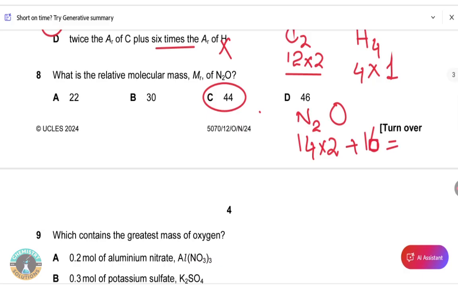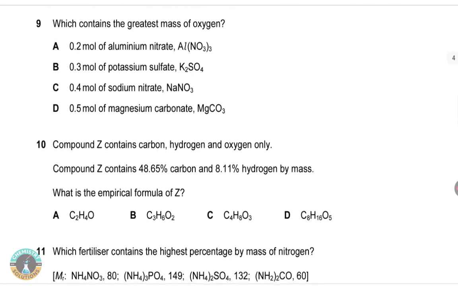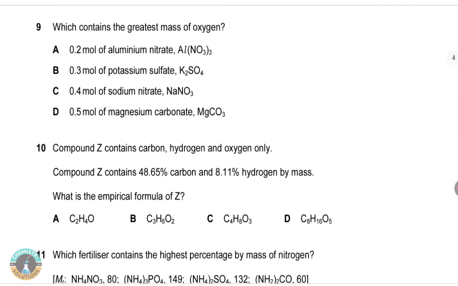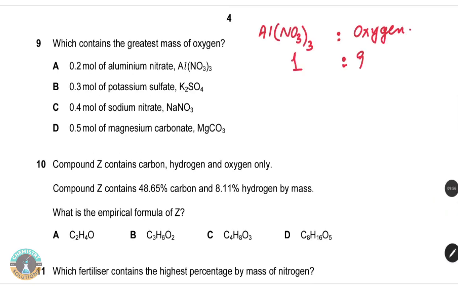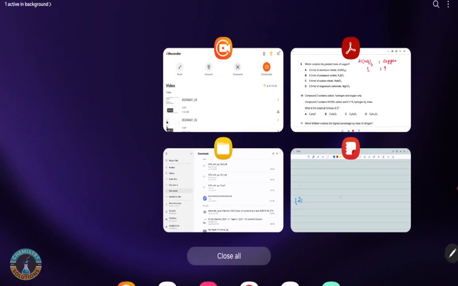Now come to question number 9: which contains the greatest mass of oxygen? 0.2 mole of aluminum nitrate, 0.3 mole of potassium sulfate, 0.4 mole of sodium nitrate, and 0.5 mole of magnesium carbonate. For this we have to calculate. I think the space is not enough, so we have to move towards the board.